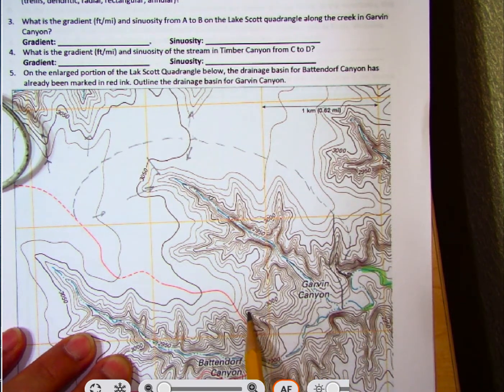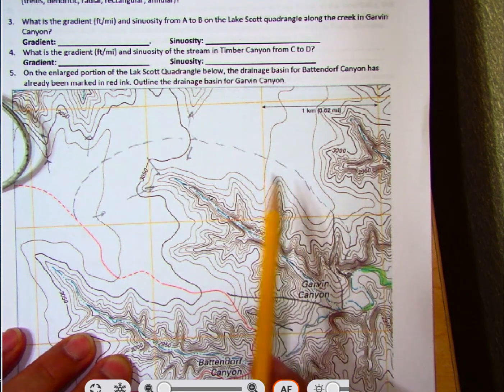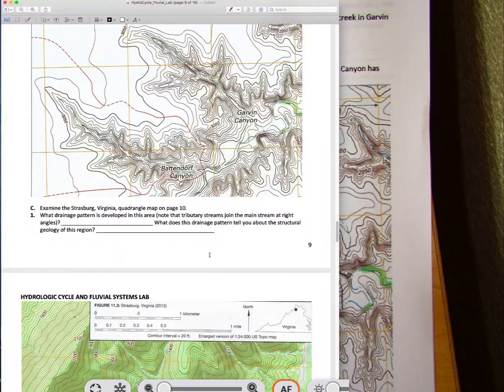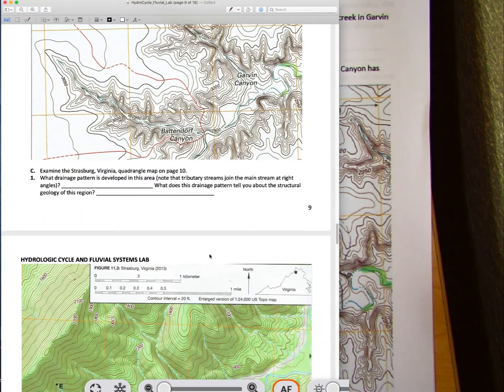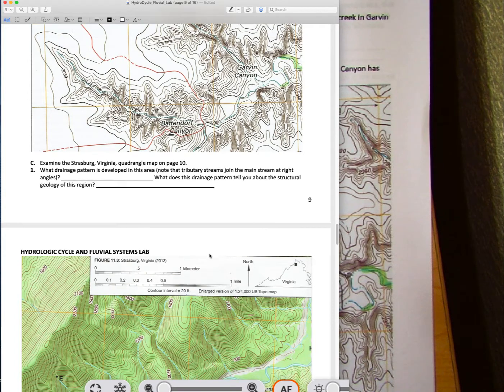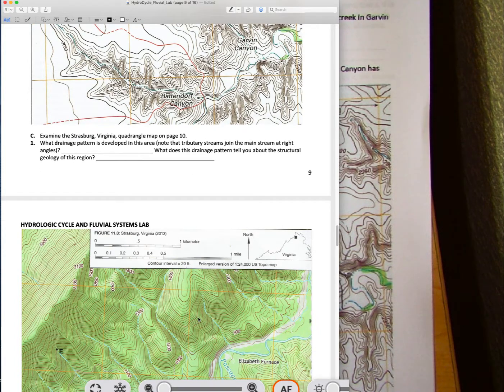But then here, there's a separate canyon here. So I have to come off in this direction here. So that would be my drainage basin for Garvin Canyon. For the next map, this Strasburg, Virginia map, which is on page 10, this map down here, we're going to be doing the same thing.